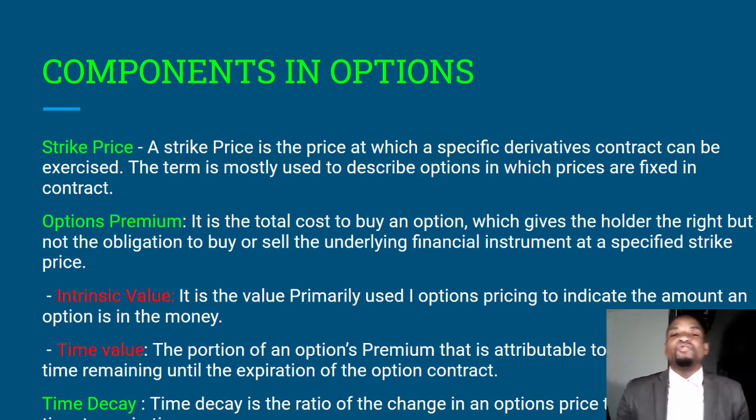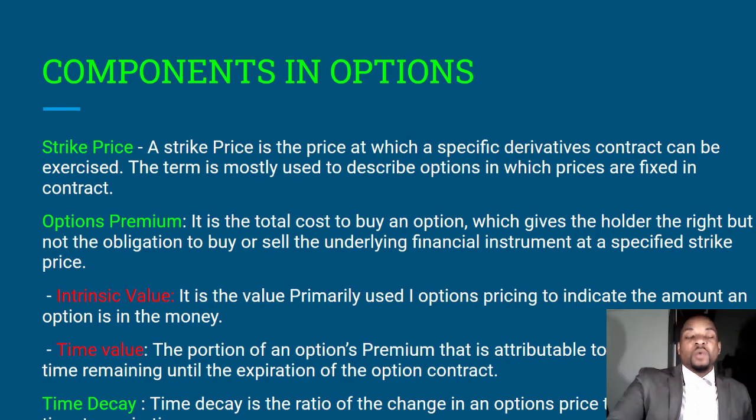Time decay is the ratio of the change in option price to the decrease in time to expiration. So remember, guys, anytime you buy an option, especially a call, you have two things working against you: intrinsic value and time decay. So the longer you hold the option, those are working against you. I always compare it to gravity, right? Gravity is always working against you, and this is exactly how time value and time decay work as well.